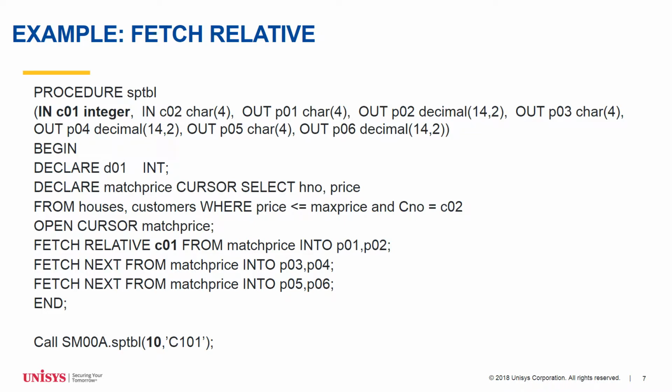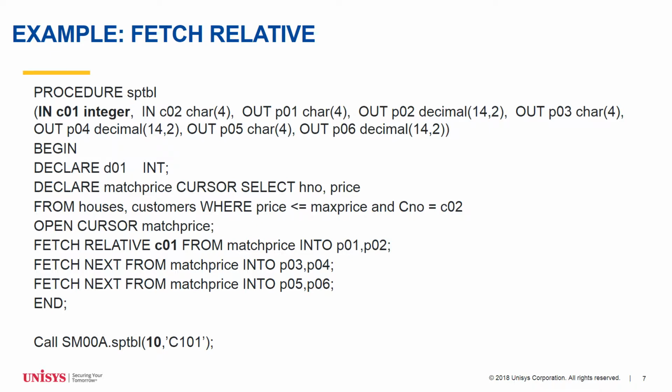Here we have an example where the value of n is passed as a SQL input variable to the stored procedure SPTBL. The stored procedure is called with a value of 10 for this SQL variable. The cursor is opened, the first 10 rows are skipped by the fetch relative statement, and the 11th record is returned. The subsequent 2 fetch next statements will result in also returning the 12th and 13th records of the cursor's solution set.